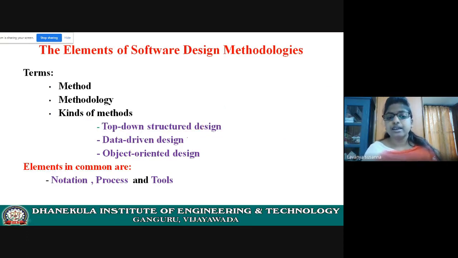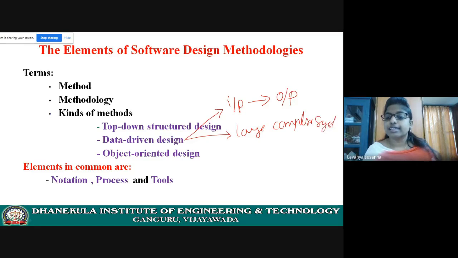Next one is data-driven design. This is the method which is used to map the input to the output. This methodology has been successfully applied to a large number of complex systems, mainly information management systems.